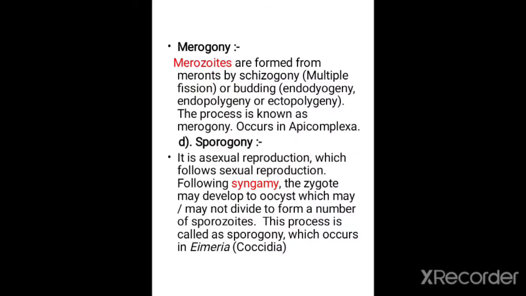Now let us discuss what is merogony and sporogony. As you already learnt, meronts are the dividing cells which lead to formation of merozoites. Merozoites are formed from the meronts by the process of multiple fission, that is zygogony, or budding. It may be endodyogeny or endopolygeny or ectopolygeny. And the process is known as merogony, which means the formation of merozoites from the meronts. It occurs in the Apicomplexa.